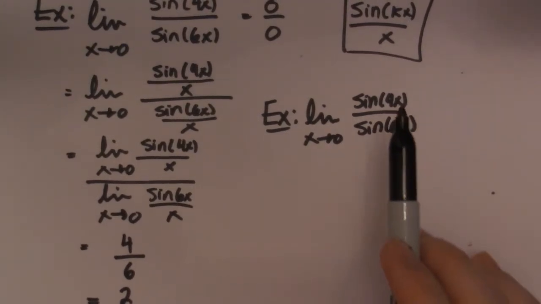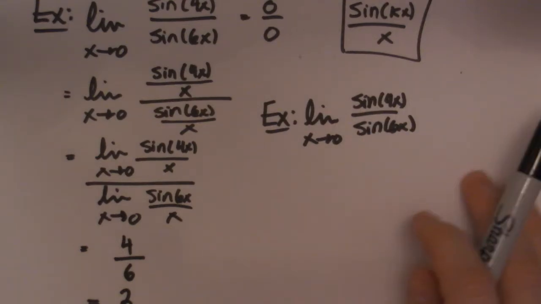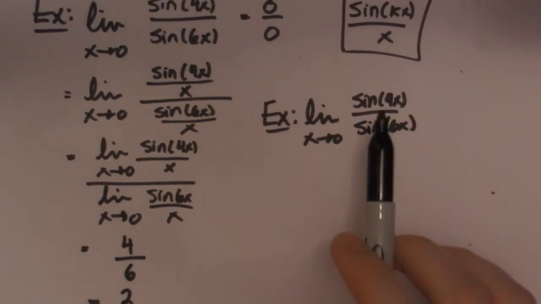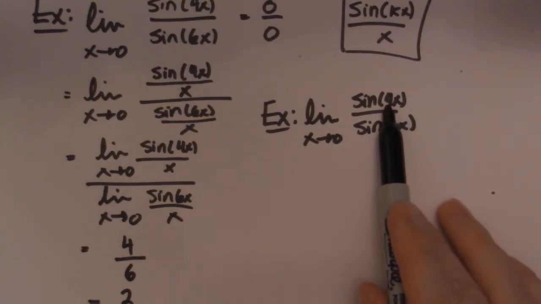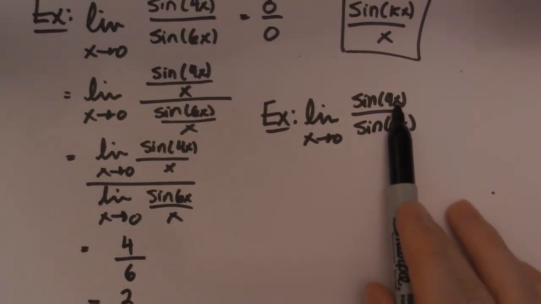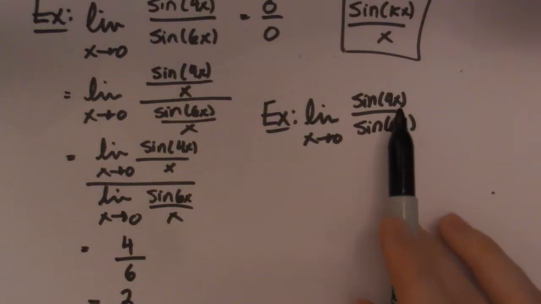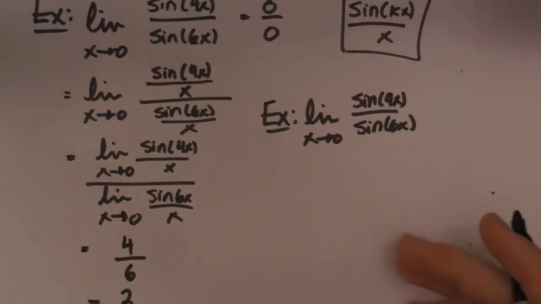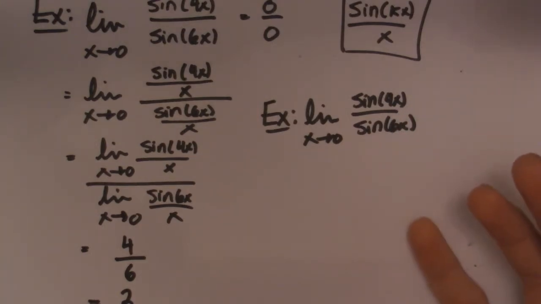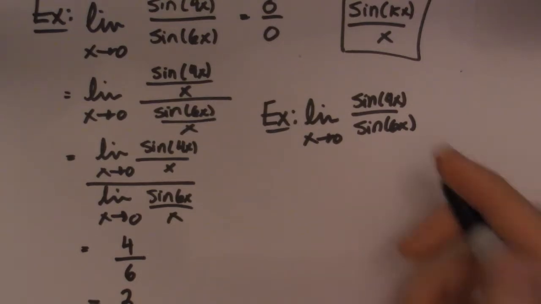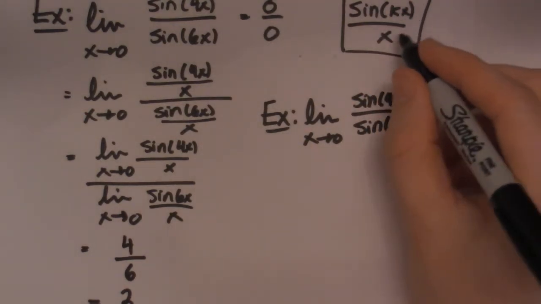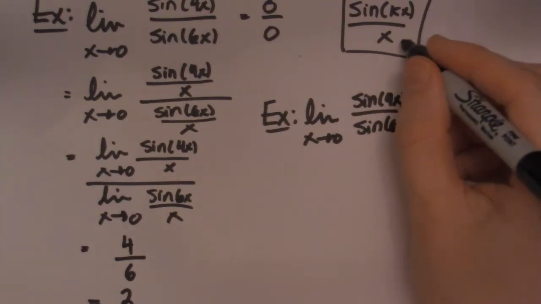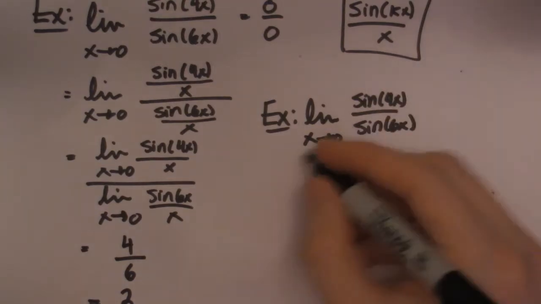So usually what I see a lot of old school teachers doing is trying to get things in terms of 1. If there happens to be a 4x here, they want everything to work out to be 1, all your limits to be 1. So you want to get sine of kx over kx instead of just x. Let me show you what I mean by that.